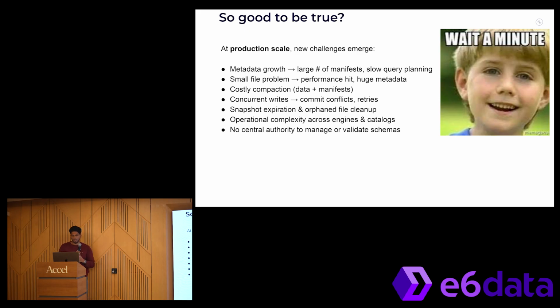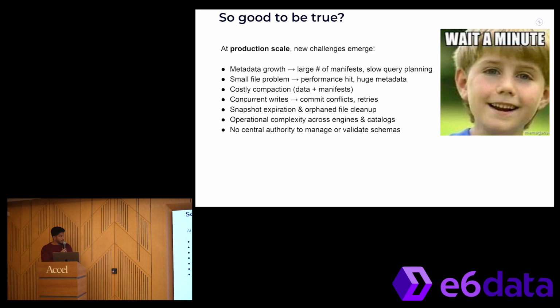Another problem is orphan files. All these OCCs and retries are going to create a lot of orphan files in your storage, and that's going to add to your storage bills. Another problem is all the operational complexity. You need to set up compaction, you need to monitor how the storage cost is going, and you need to tune it. All these things you need to do. Plus, there is a mandatory component of a catalog. You need to set that up as well.